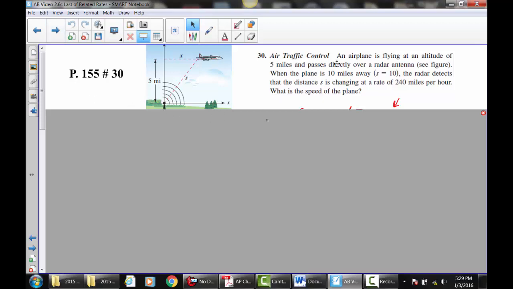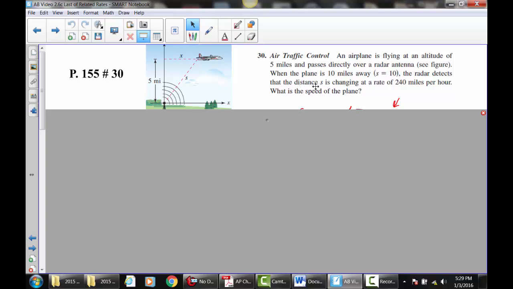Here's number 30, air traffic control. An airplane is flying at an altitude of 5 miles, so that's the height at which it is traveling. It passes directly over a radar station when the plane is 10 miles away. Personally, I would have thought that would be x is 10, but they're being very clear that they're talking about the distance between the antenna and the airplane. So when s is 10, that's the "when" that we'll use later.